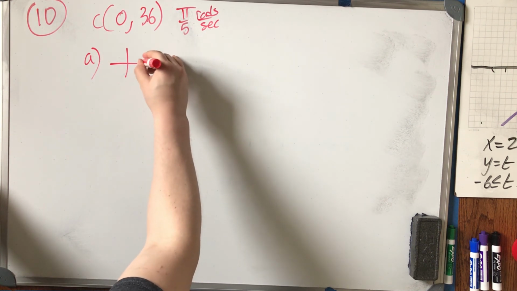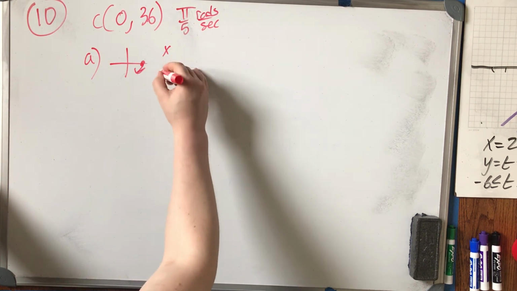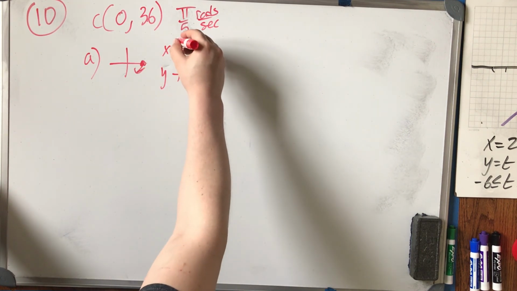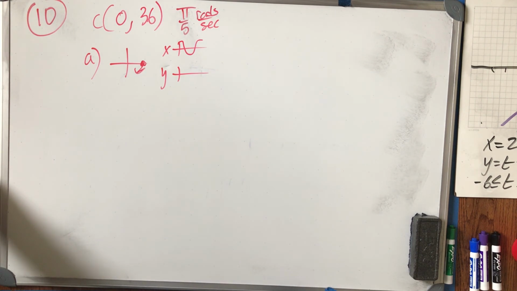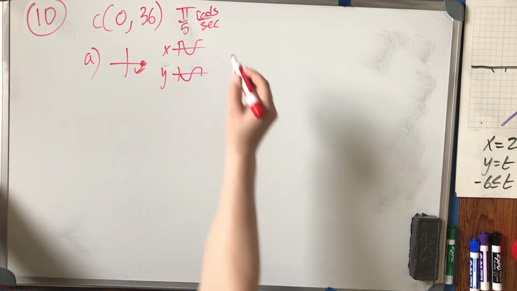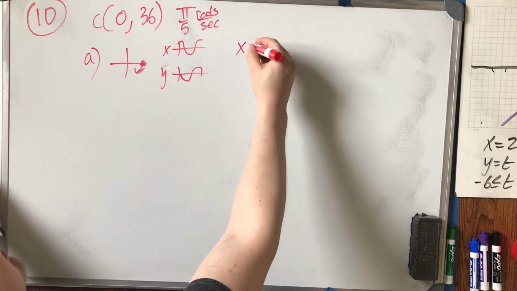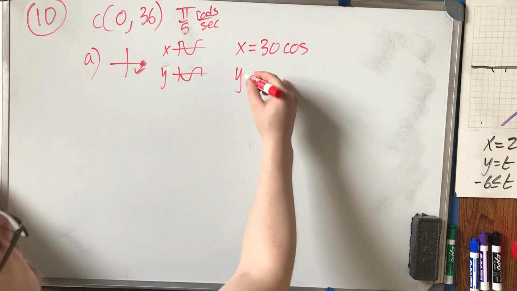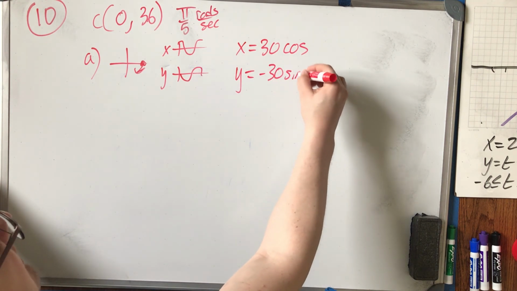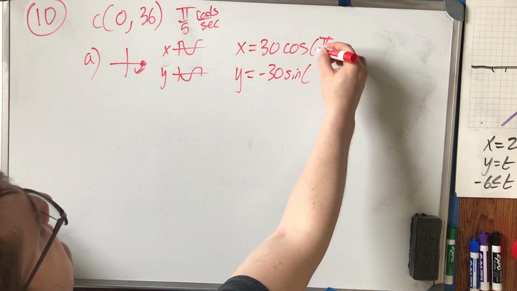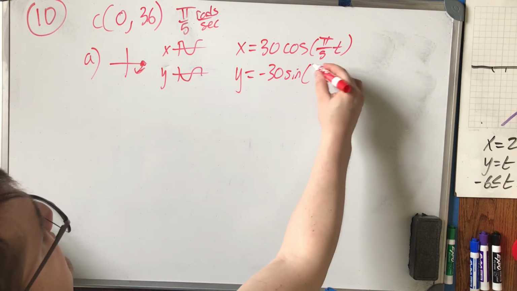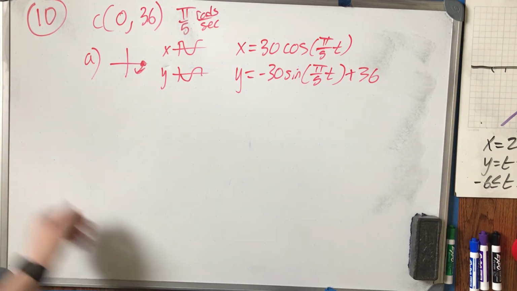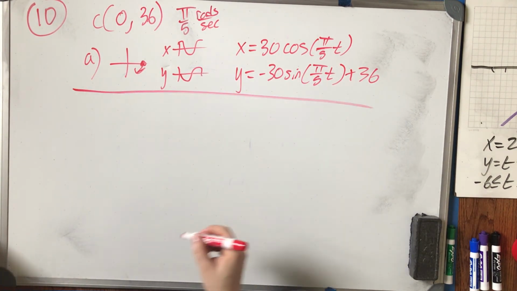Okay, so 3 o'clock is right here, clockwise is going down. So, start at this point. This is a positive x value, so it's going to be the starting point, positive cosine. Y is going down, so it's going to be negative sine. So this equation is going to be x equals 30 for the radius, cosine. Y is going to be negative 30 sine. The speed, pi over 5, t inside the parentheses, plus the 36 to give us our center. So there we go, that's the first part.